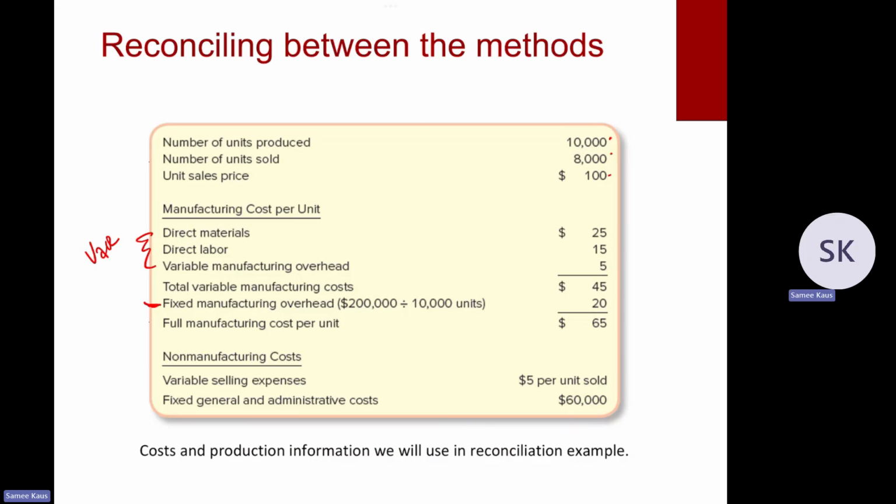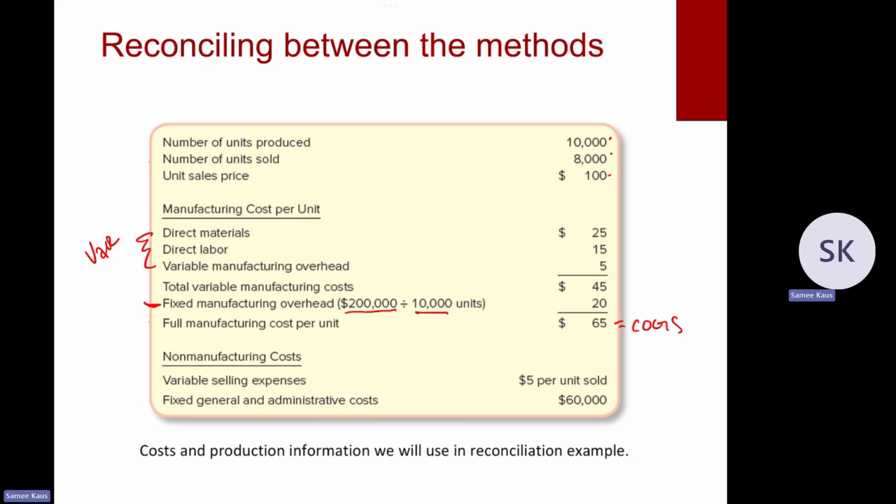Okay. And we're saying I have fixed manufacturing overhead of 200,000 total. And I'm dividing that by the number of units that I produced to get fixed manufacturing overhead of $20 per unit. So I have full manufacturing overhead per unit of $65. Where is that going to show up? That's going to equal my cost of goods sold, right?